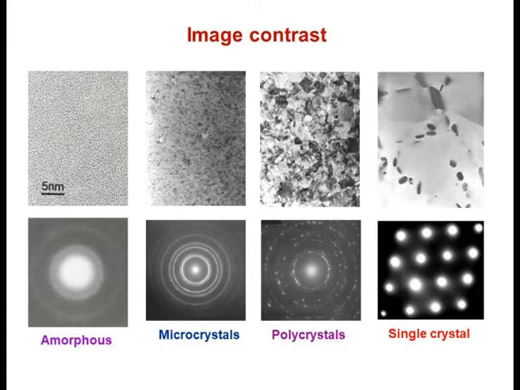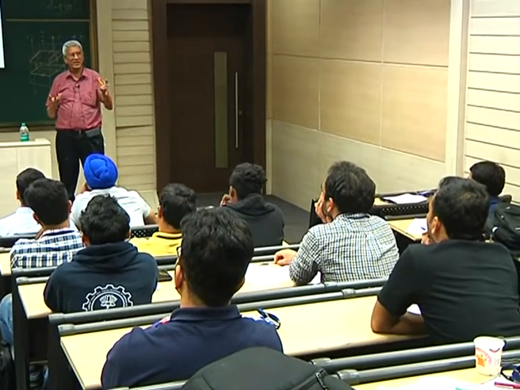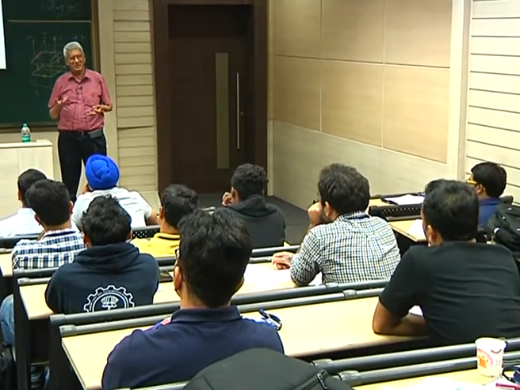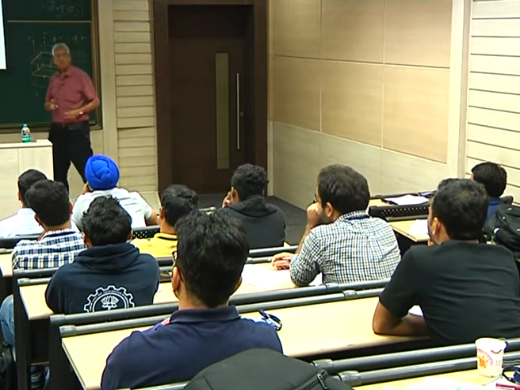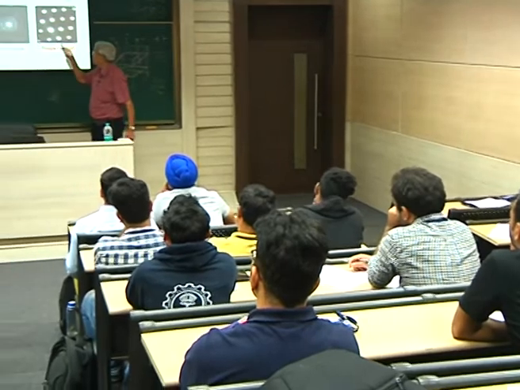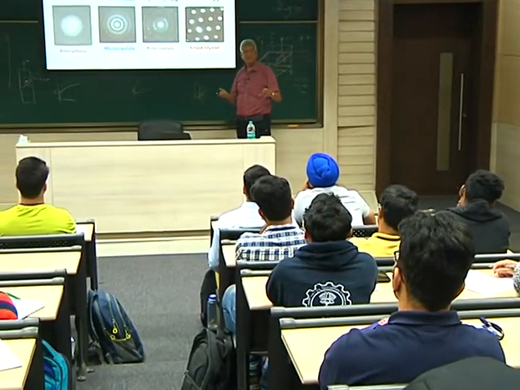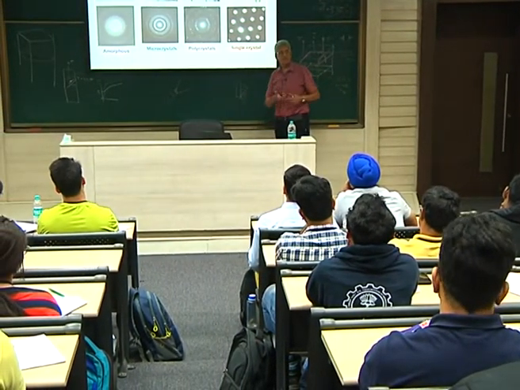Microcrystals is essentially depending upon the size. You can have nanocrystals also. Polycrystalline material, if the grains are in the micron or submicron ranges, we call microcrystalline material. So this is the information you can obtain, and this contrast variation is coming because different regions are oriented differently for diffraction.